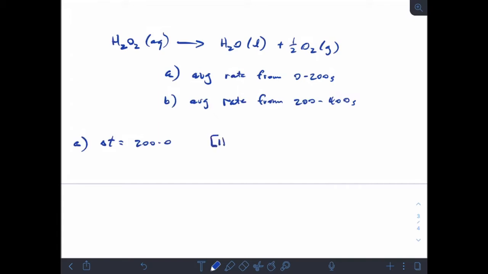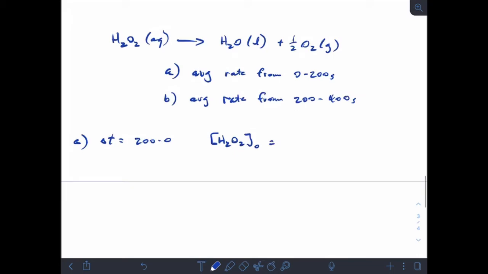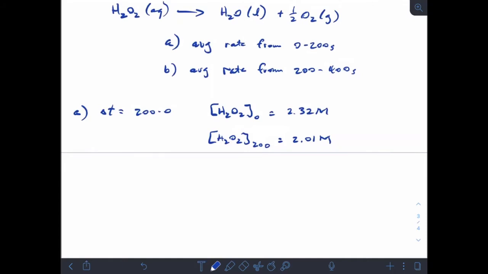The concentration of H2O2 at time 0, our initial concentration, is 2.32 molar. And when we take our aliquot at 200 seconds, so the concentration of peroxide at 200 seconds, we determine that to be 2.01 molar. Okay, so we have delta T is 200.